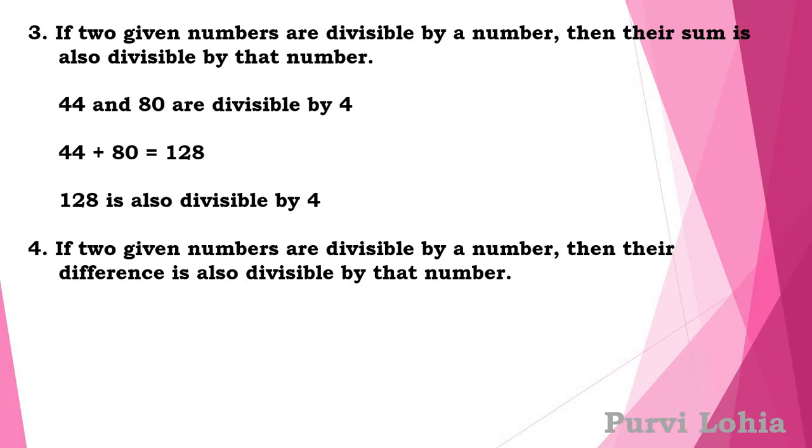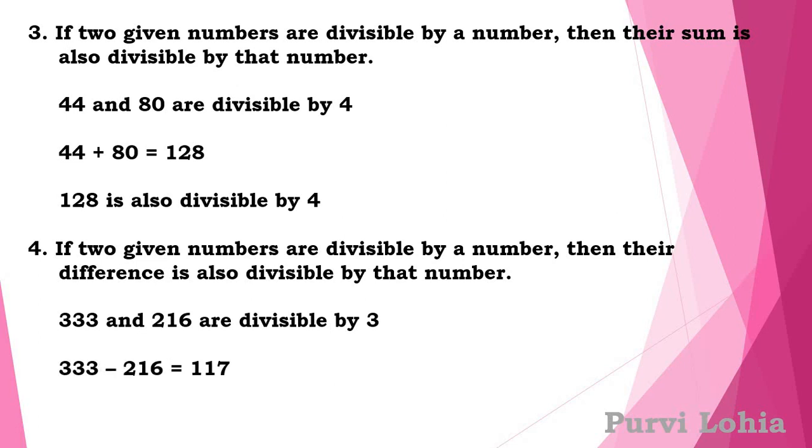Next, if the two given numbers are divisible by a number, then their difference is also divisible by that number. For example, 333 and 216 are divisible by 3, right? And their difference is 117. So 117, is it divisible by 3 or not? Is 117 divisible by 3 or not? Yes, it is divisible by 3.